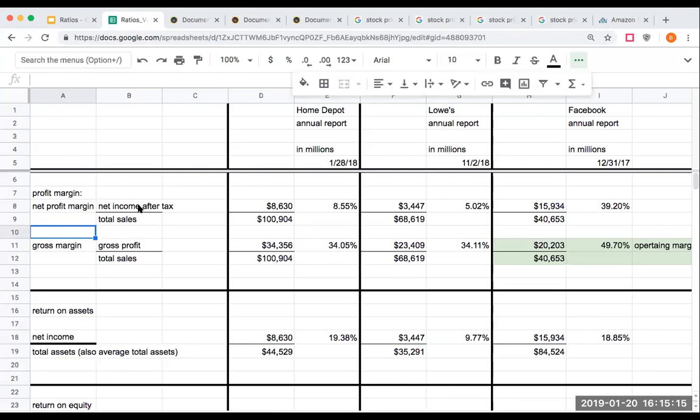We're going to go ahead and do some of the profit margins. The first one I want to look at is net profit margin. For Home Depot, this would be their net income after income taxes divided by the total sales. Where am I getting these numbers from?